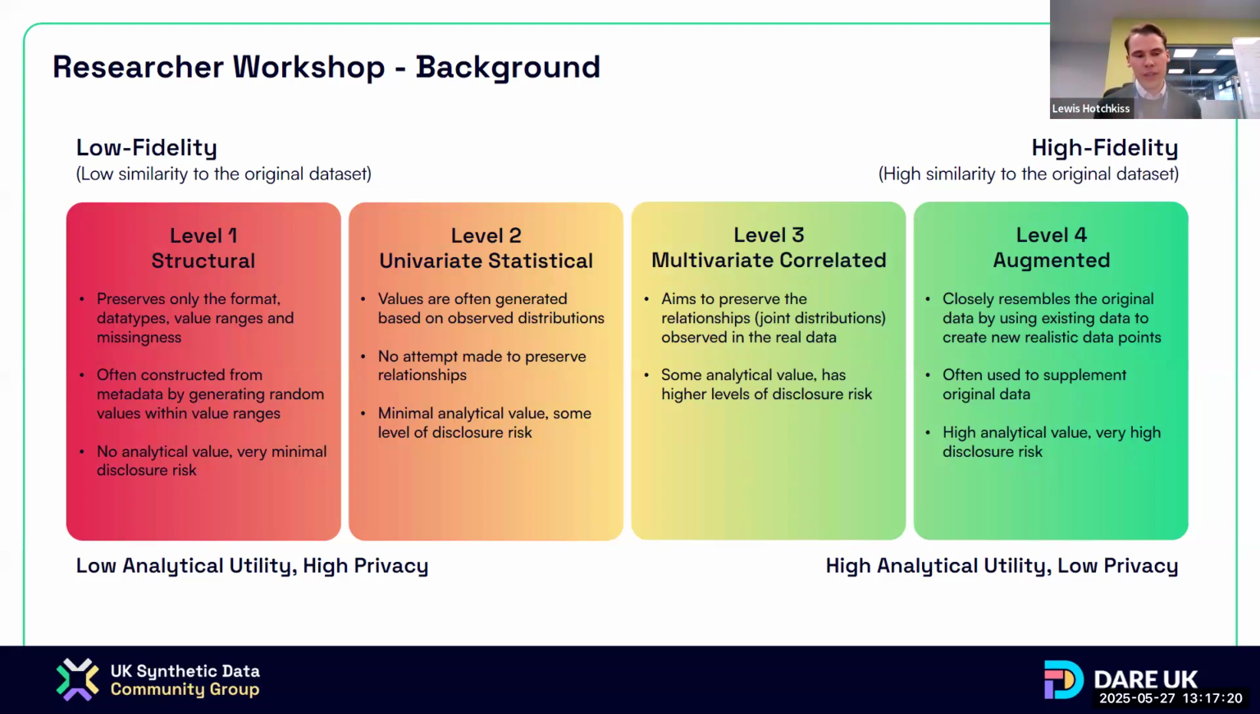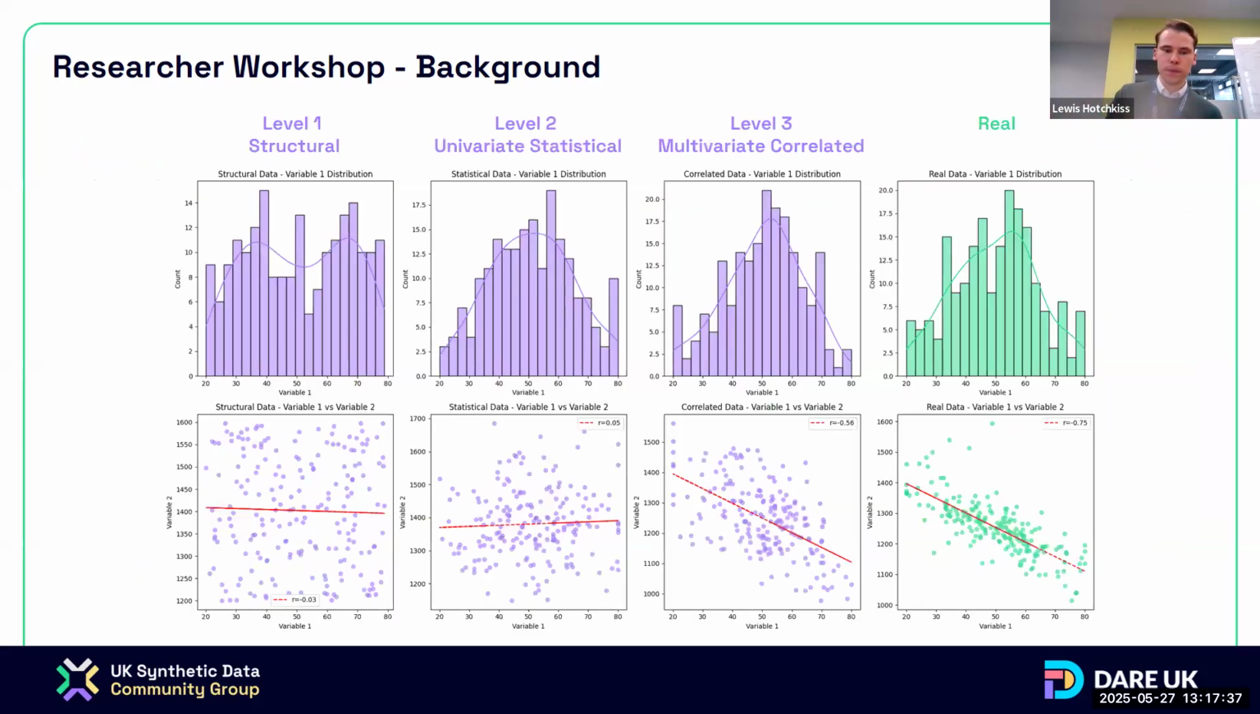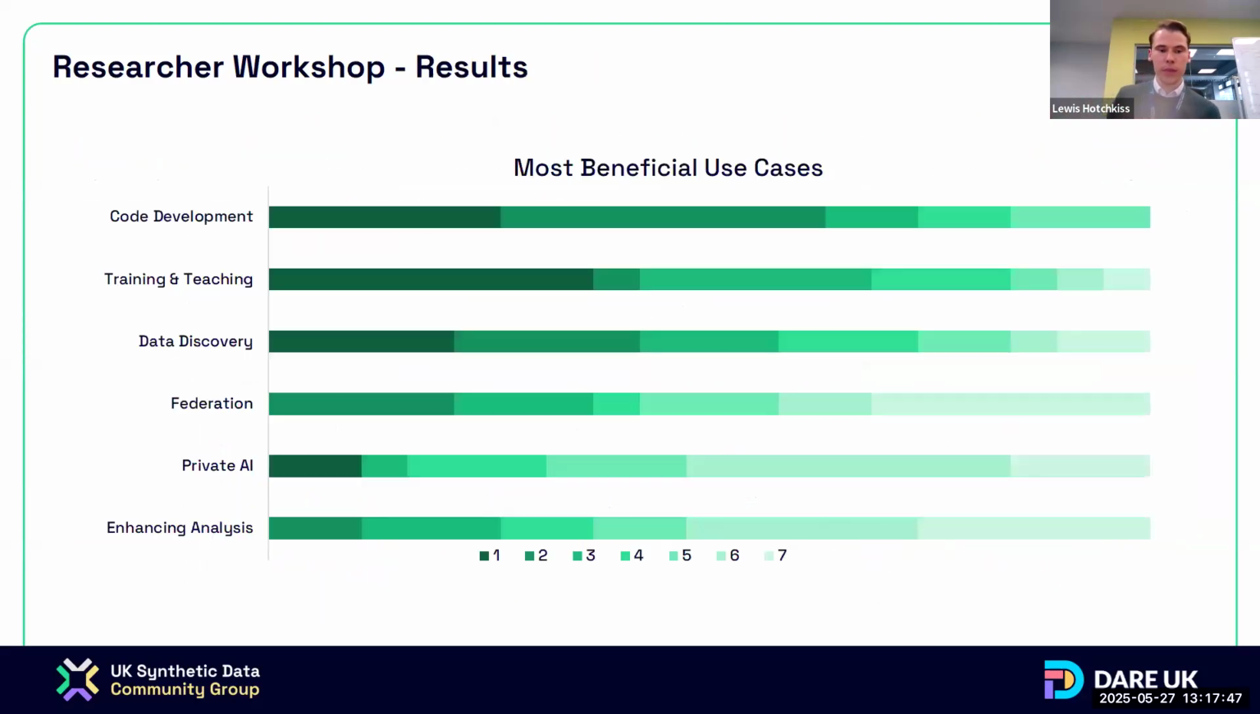One up from that, we have synthetic data, which matches the marginal distributions but preserves no relationships. Up from that, we have synthetic data, which does maintain relationships between variables. And at the very high end, we have augmented synthetic data sets, which are very similar to the original data. And you can see a visualization of these different fidelity levels. So we can generate these different levels of synthetic data for a number of different purposes.